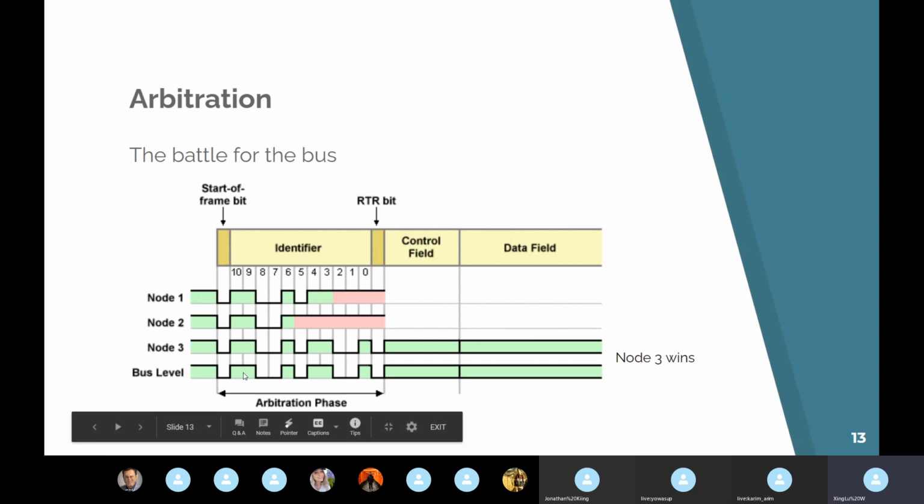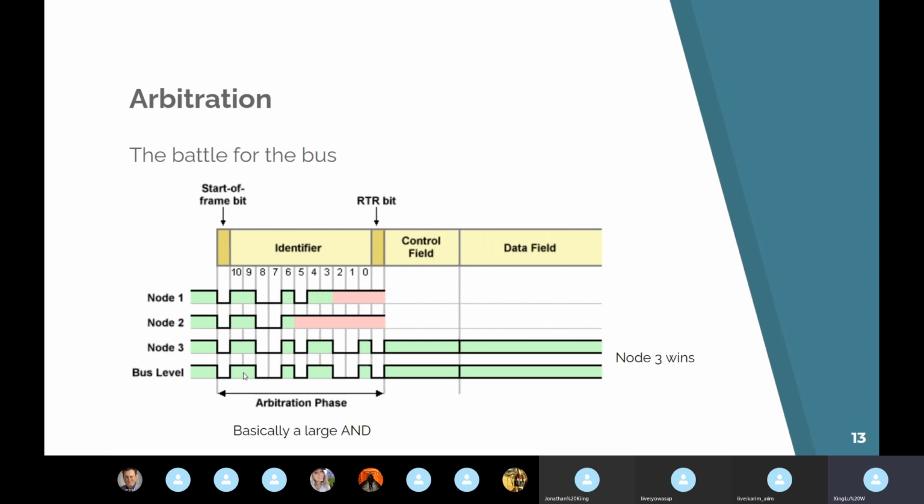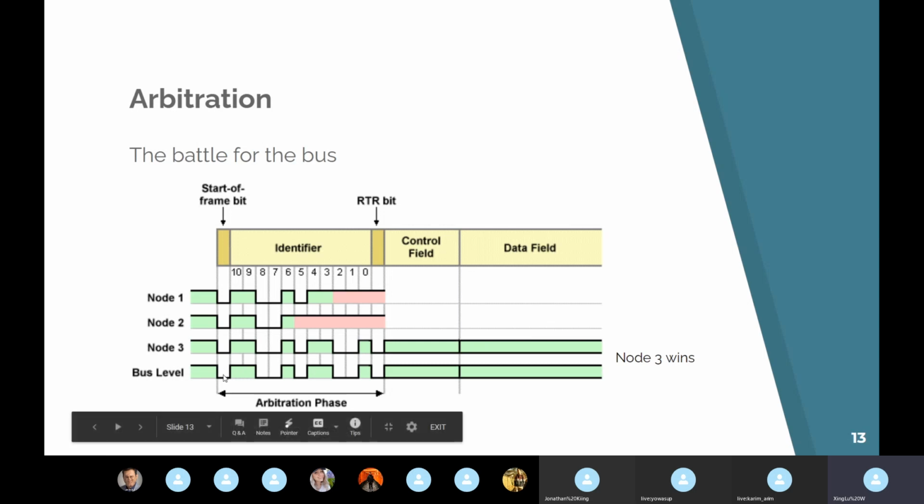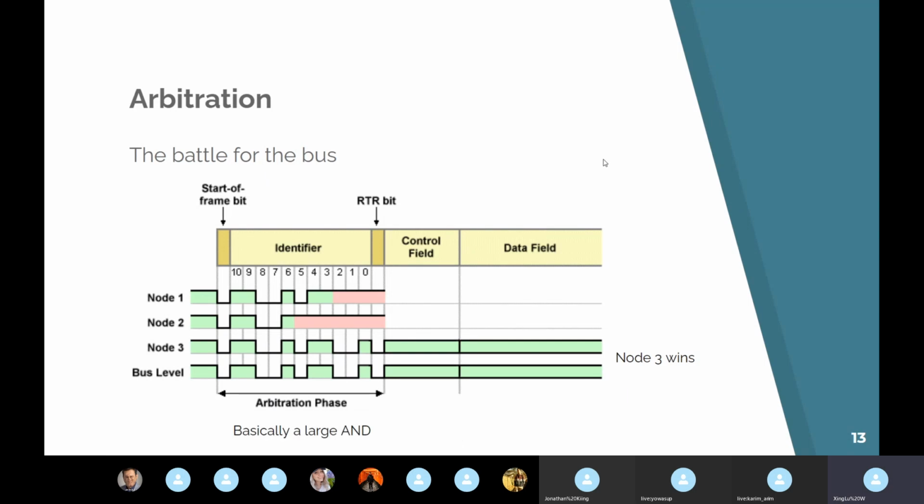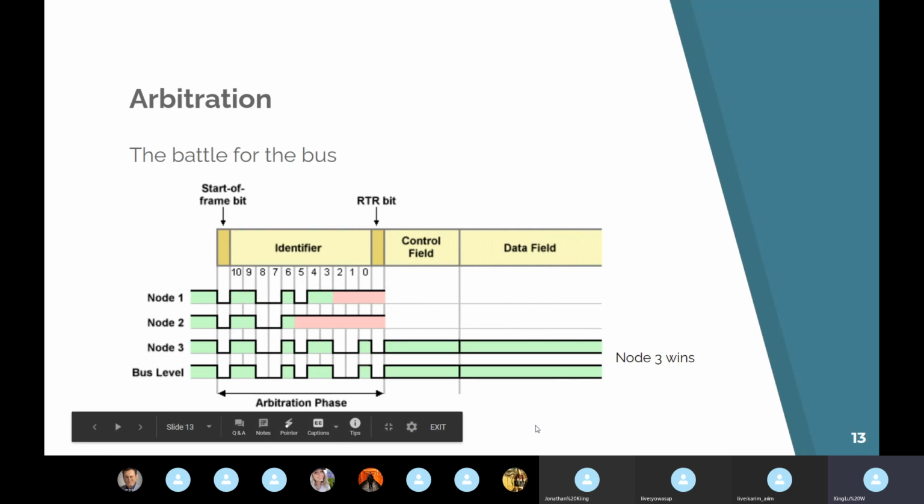So if you were the bus, if you were a 4th or 5th observer and were not trying to send a message, all you'd see is an exact copy of what node 3 was trying to send. And then node 3 goes and sends its data. On a hardware or embedded level, you can think of it basically as a large AND. This thing keeps popping up. So if you AND 3 zeros, it's a 0. If you AND 3 ones, it's a 1. If you AND a 0 and a 1, you'll get a 0.